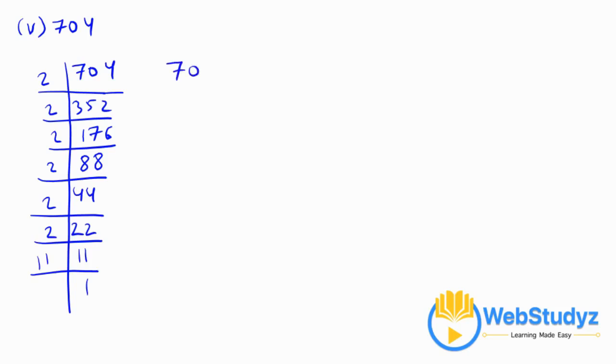So the factors of 704 are 6 times 2 and 1 times 11. So we have two triplets of 2, but 11 is single. That means if we divide 704 by 11, we get a perfect cube.